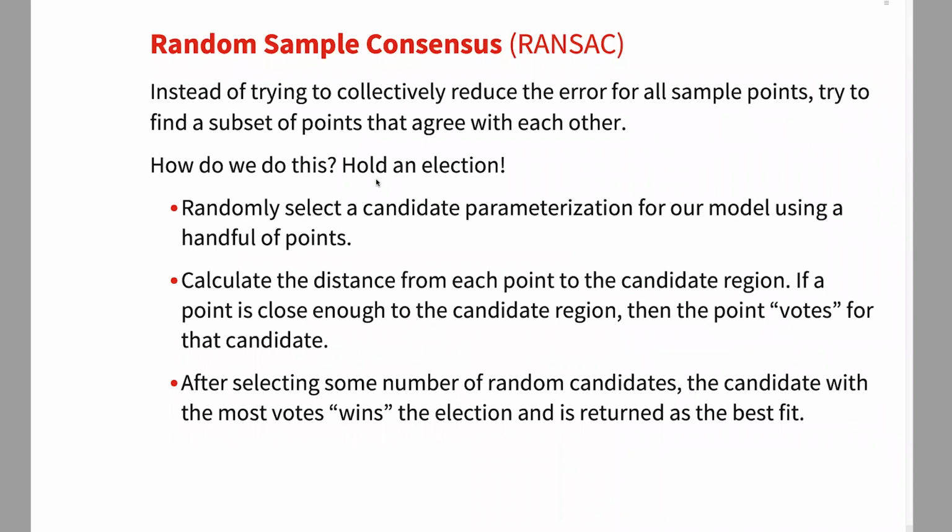Here, instead of trying to reduce the error for all sample points, we just try to find a certain subset that agree with each other. I do this by holding basically an election. We create a bunch of random candidates, and we calculate the distance from each point to these candidates. If a point is within a certain tolerance of that candidate, it will vote for it. At the very end, we tally up all the votes from all the points, and the candidate with the most votes wins and is considered the best fit.